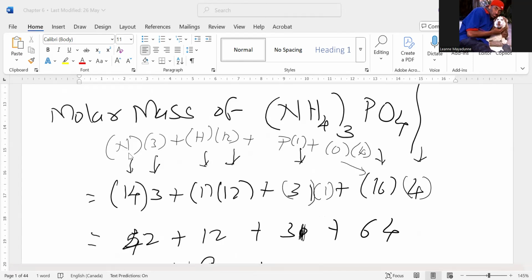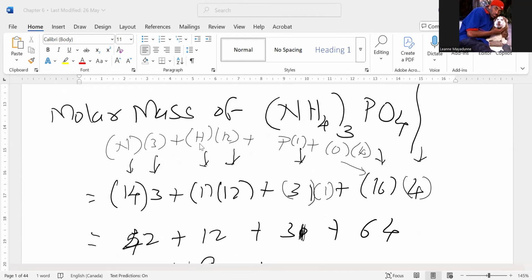There are 12 hydrogens, 1 phosphorus, and 4 oxygens. Then from the periodic table, I write down the atomic mass of each and every element.